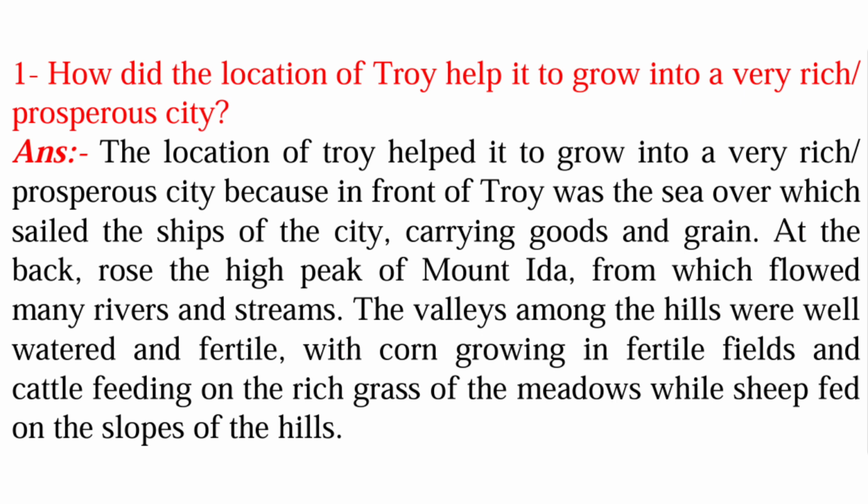So answer is, the location of Troy helped it to grow into a very rich or prosperous city because in front of Troy was the sea over which sailed the ships of the city, carrying goods and grain. At the back rose the high peak of Mount Ida, from which flowed many rivers and streams. The valleys among the hills were well watered and fertile, with corn growing in fertile fields and cattle feeding on the rich grass of the meadows, while sheep fed on the slopes of the hills.